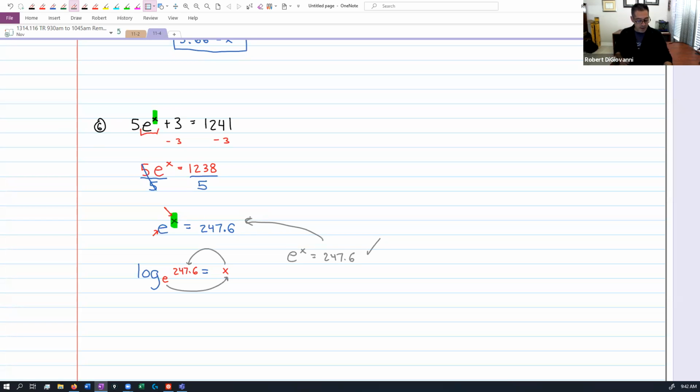But the left side, because it's log base E, the left side really just becomes the natural log of 247.6 equals X. And then again, I get on my calculator and I do natural log of 247.6 and I get approximately 5.512 or something like that. Just round it to 2 or 3 decimal places.